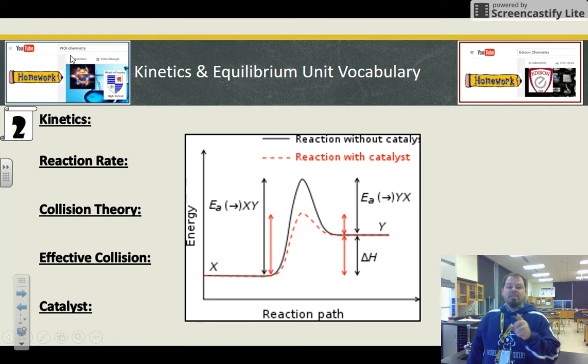Catalyst. Notice it says reaction with a catalyst is that dotted line. See how it lowers? What we're going to learn is the activation energy. How much energy do I need to get going? Notice the red line going up and down is smaller. I don't need as much energy to make that reaction go.